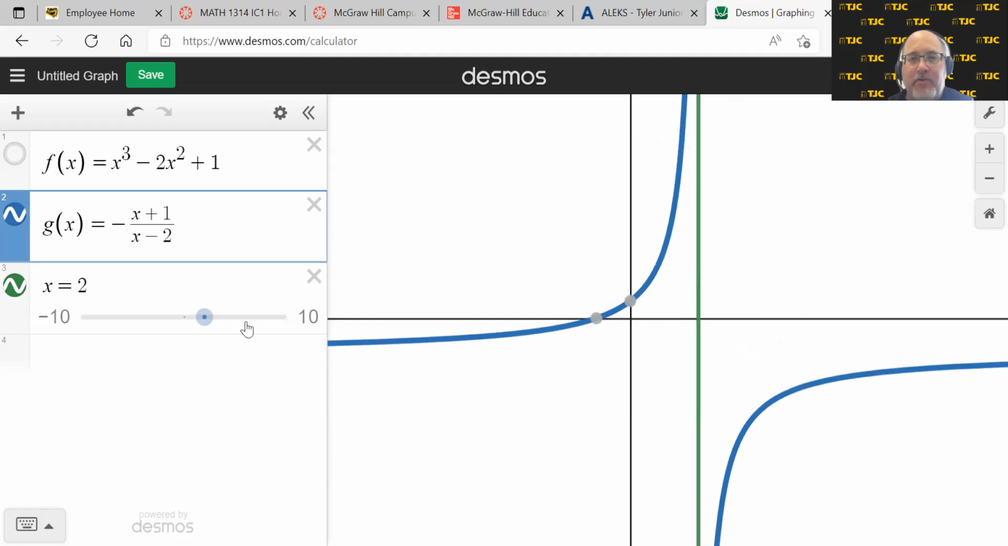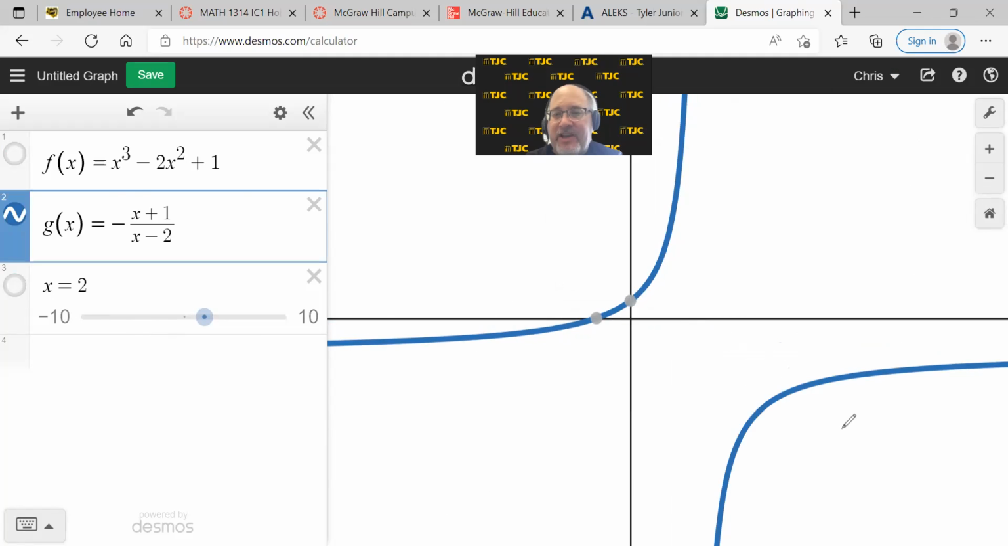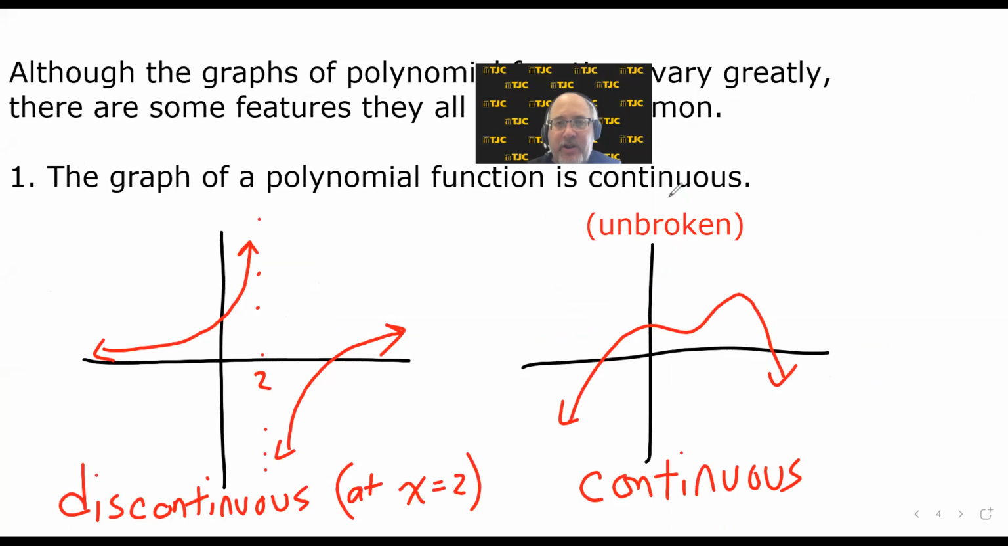All right, so that's what it means for a graph to be continuous. It's not broken. There are other versions of a graph being broken besides having two parts separated by a line, but this one will suffice for our discussion. All right, the second characteristic, let's move my picture out of the way.